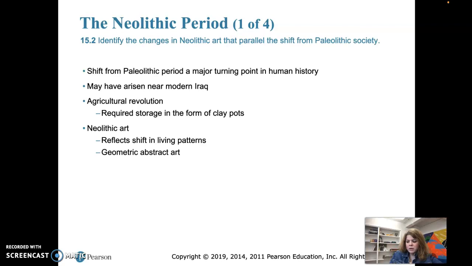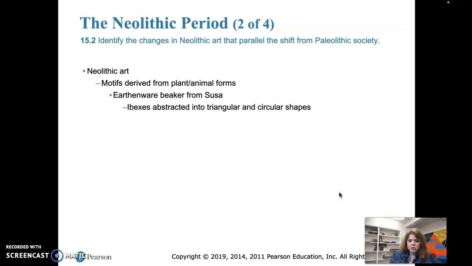So with this great shift in living patterns, art became different as well. They had more geometric patterns, more abstraction. Just remember, Paleolithic art is much more naturalistic, whereas Neolithic art is more geometrically abstracted. Neolithic art shows abstract designs that embellished items used in daily life. The dominant themes were still derived from plants and animals, but, like I said, more abstracted, more geometric.